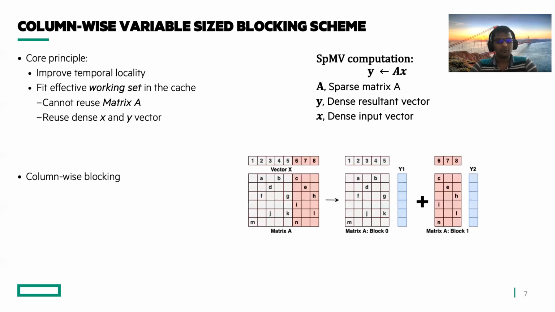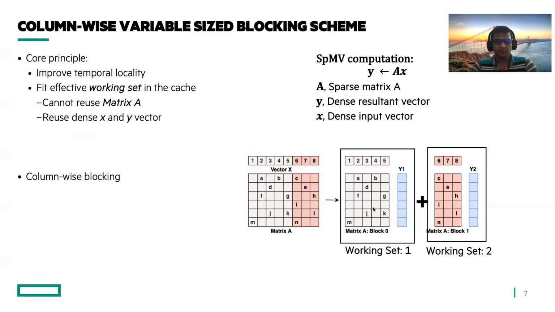As an example for any column-wise blocking scheme, we use matrix A here. In simple terms, a column-wise block consists of a set of columns grouped together with all the rows from the matrix as part of the block. So here we see that we have two different blocks from matrix A, block 0 and block 1, where each of the blocks has a certain group of columns and all the rows from matrix A. And we also show the working set of each of those blocks.